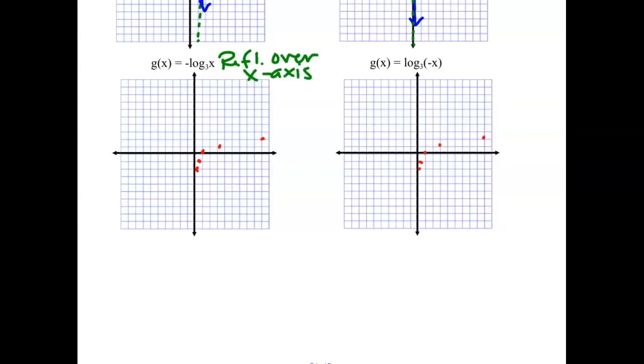So let's take all of our points and just flip them over the x-axis. So now we have a graph that's coming down along that y-axis and curving off to the right. We have a vertical asymptote still at x equals 0. Our domain is still everything above 0, and our range is everything.